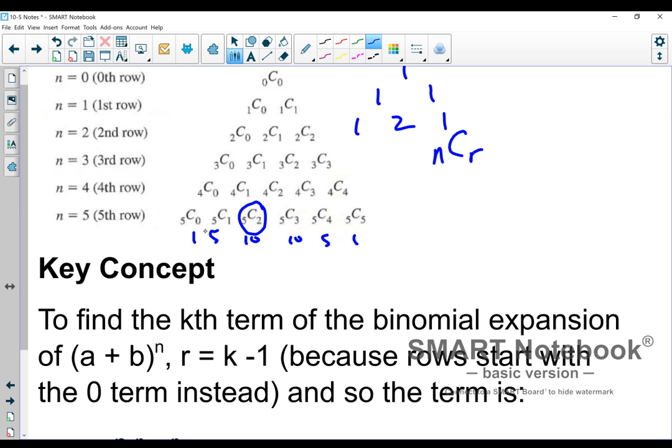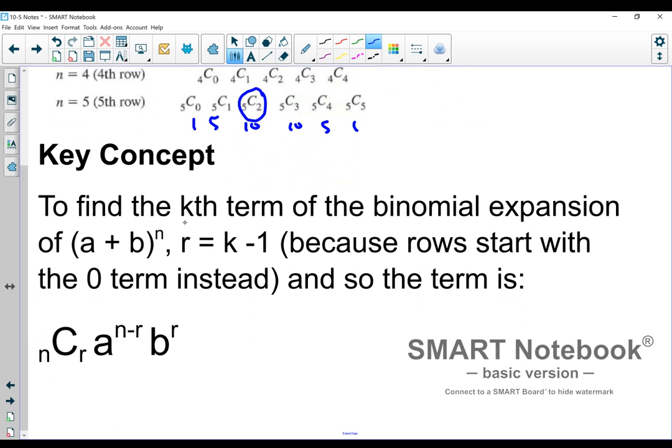So the tricky part on this is my rows start with a 0 term. And there's a 0th row also. So there's kind of some weird stuff with this that we have to be careful of. Basically, if I want to find the kth term of a binomial expansion of (a + b)^n, I need to find r, and r is going to be k minus 1. For example, if I want the third term, really we start counting them with 0, 1, 2, so it's going to be something C2, and the term would be nCr, so r is that k minus 1. B is to the r power, so these two are going to match. And then my powers on A and B are going to add to n.